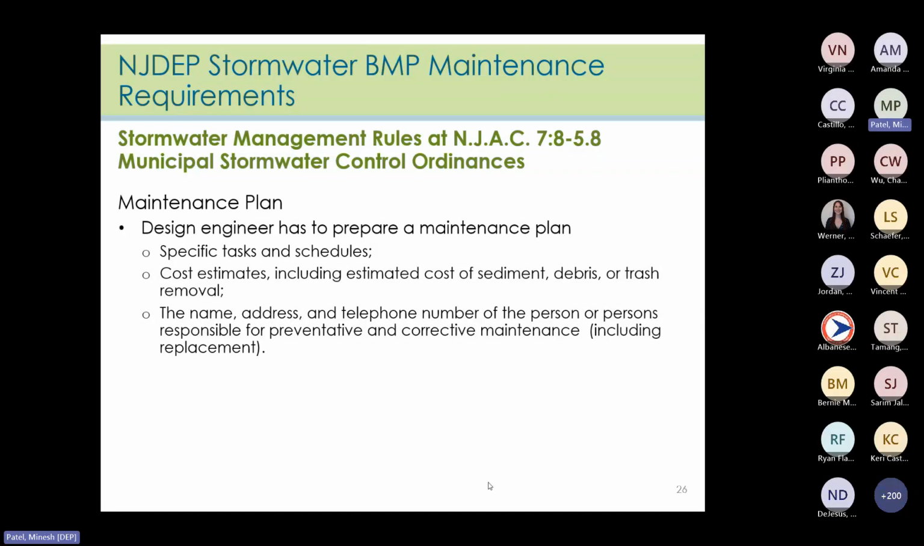So the rules specify the maintenance plan must include details for the design shown on the construction plans, lists of tasks and the schedule for performing them, plus cost estimates. Those are also required. The name and contact information for the responsible party must be clearly shown. This person or party must perform both types of maintenance. So let's review what falls under preventative versus corrective maintenance.